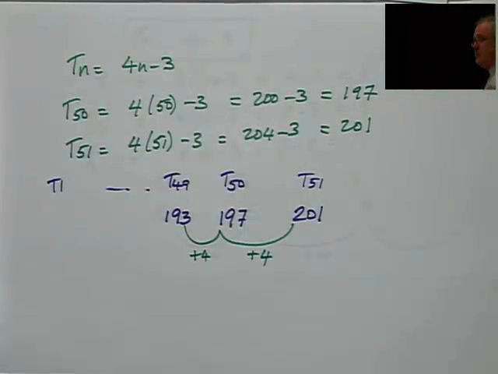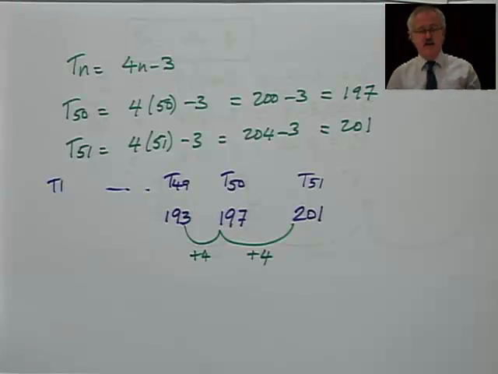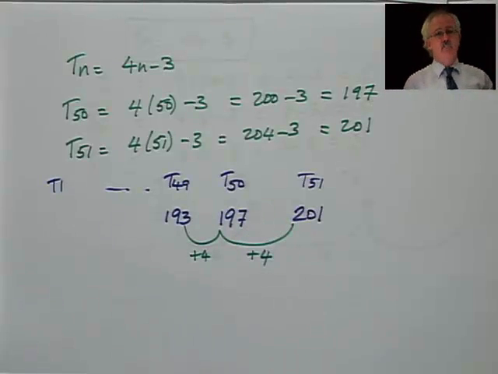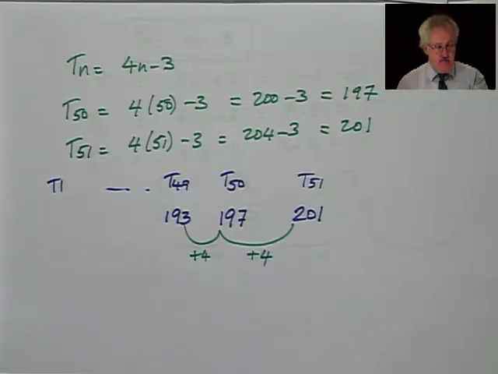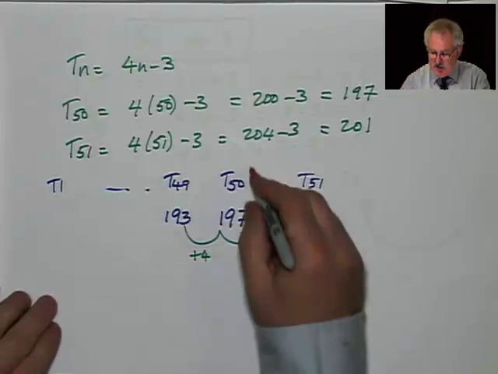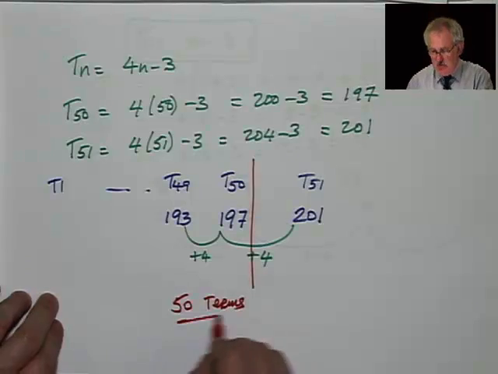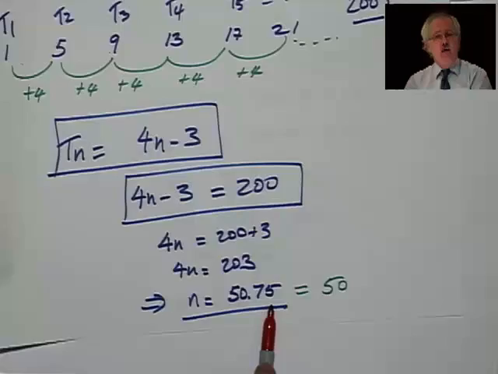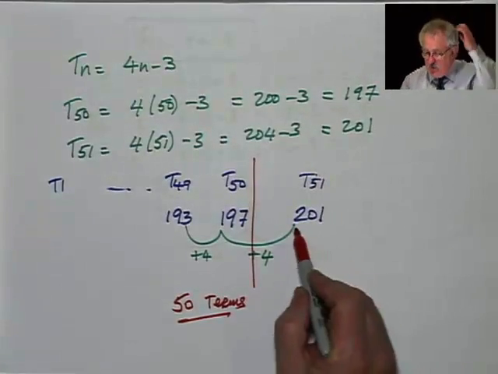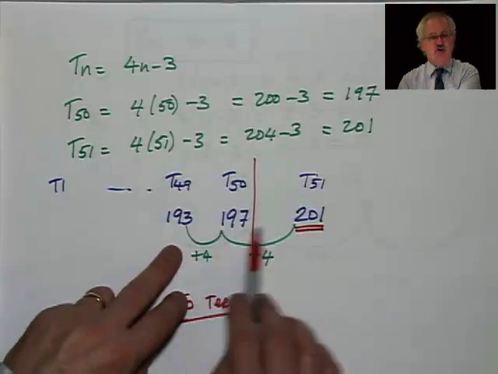Now, how many terms in this sequence actually have values less than 200? Is the 50th term less than 200? Okay? So the answer is 50 terms. So even if we had rounded that up to 51, we would have got T51. We would have seen that that was 201, and we would have said, well, that can't be included. It was the one before it.